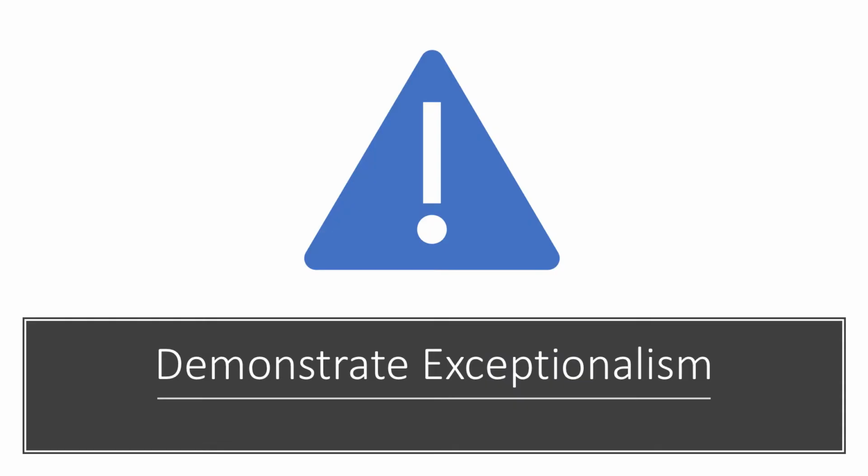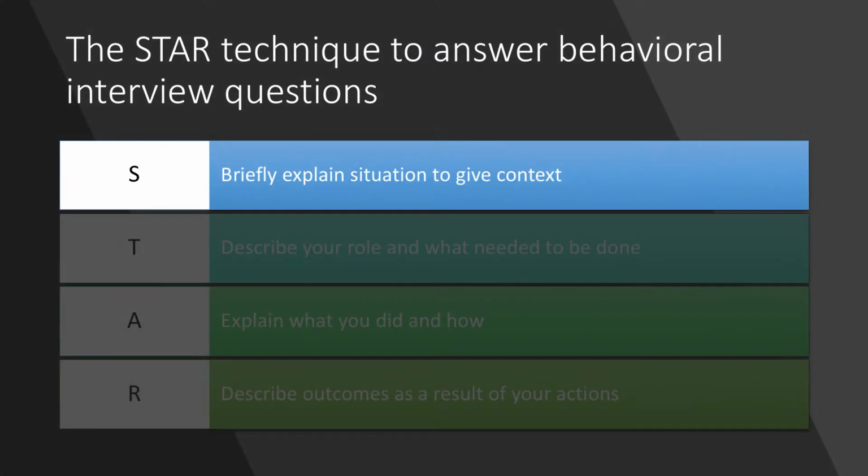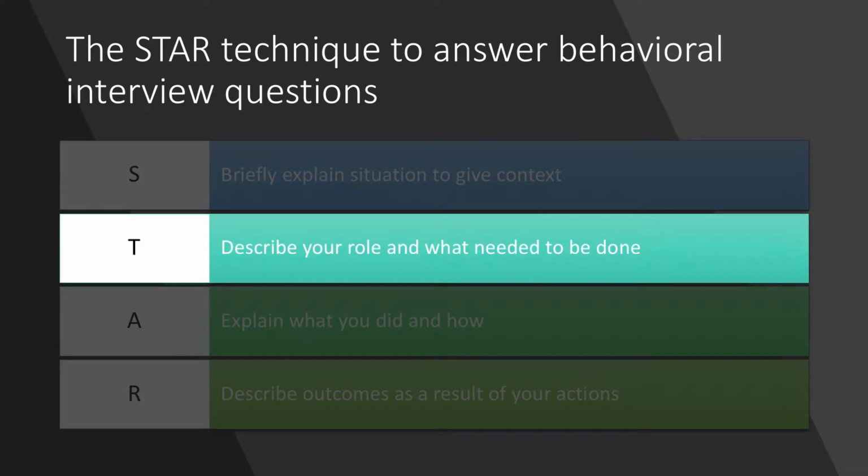Let's see how. When we're using the STAR technique to demonstrate exceptionalism, we're going to make sure we go through the situation. We briefly explain the situation to give context, we describe our role, and we describe the tasks that need to be done. We are also going to make sure we describe any targets we've set for ourselves over and above this task that were prescribed.